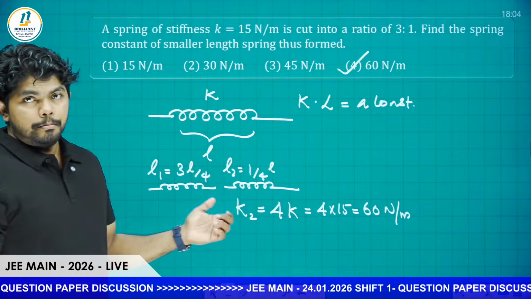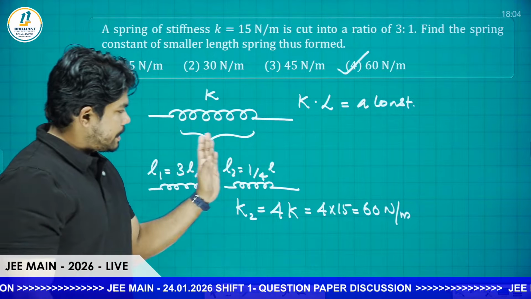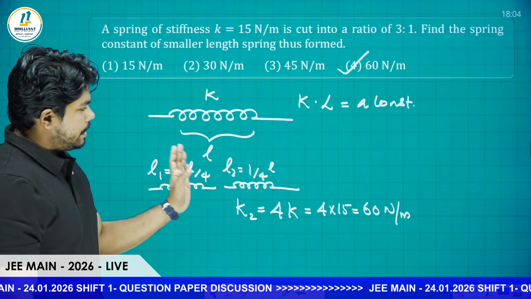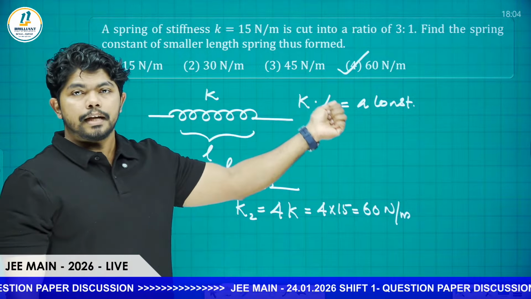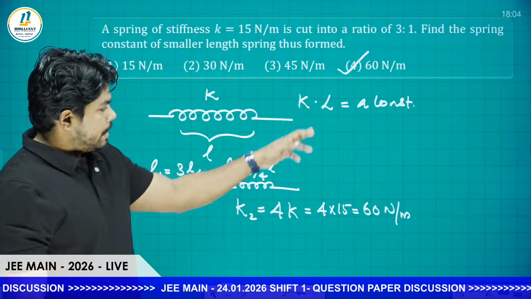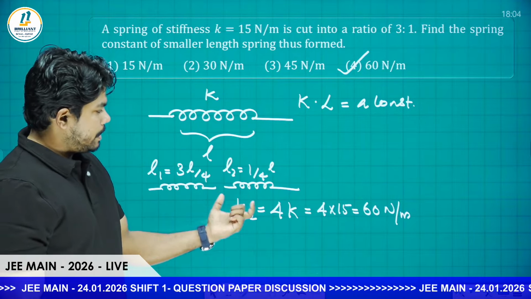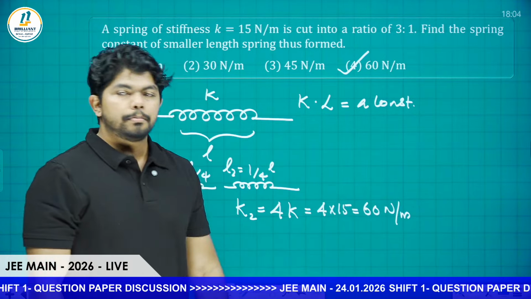So you have to remember here they have asked about a spring, and that spring has been cut in the ratio of 3:1 to its length. And we know that for a spring, the spring constant times length is a constant. From there, we can find whichever is the smallest length. The smallest spring part has a larger spring constant, which is 60 Newton per meter.